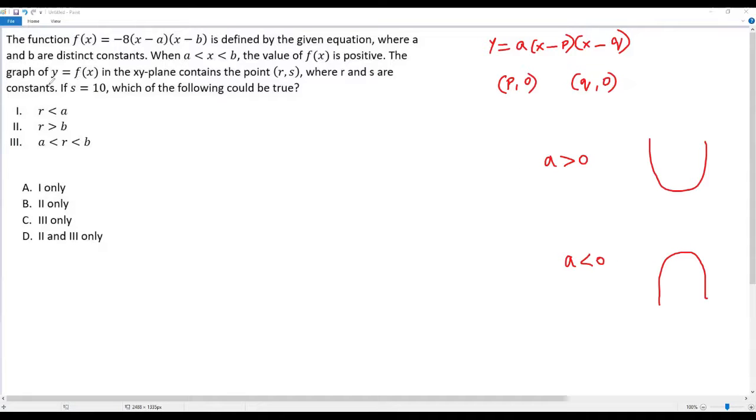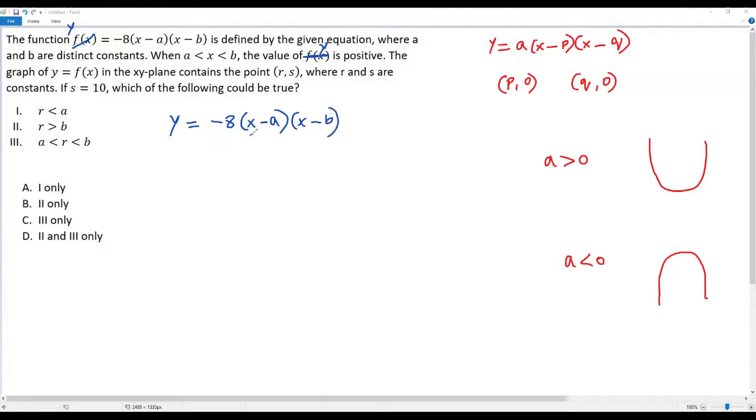Before that, we have the information y equals f of x. That is, wherever we find f of x, instead of that, we can consider y. So here we have f of x; instead of this f of x, we can consider y. And also here, f of x is positive; instead of that, we can say y is positive. Then we have the given quadratic function, y equals negative 8 times (x minus a) times (x minus b).